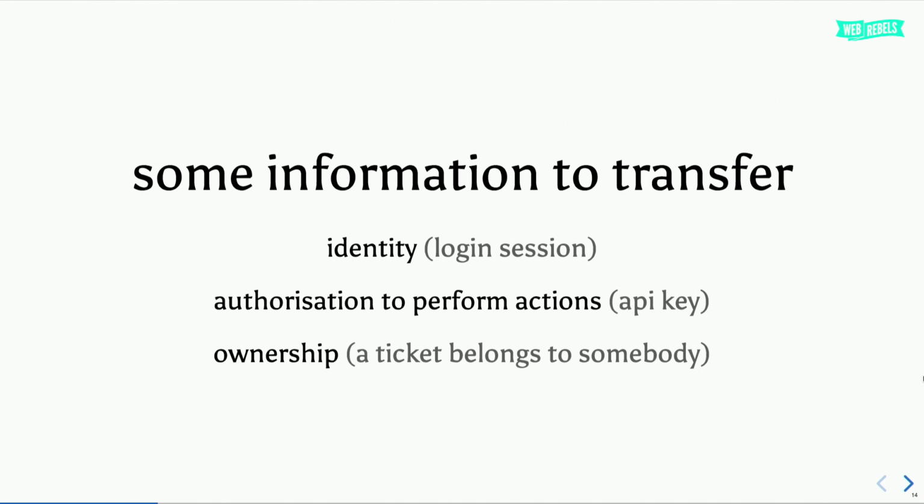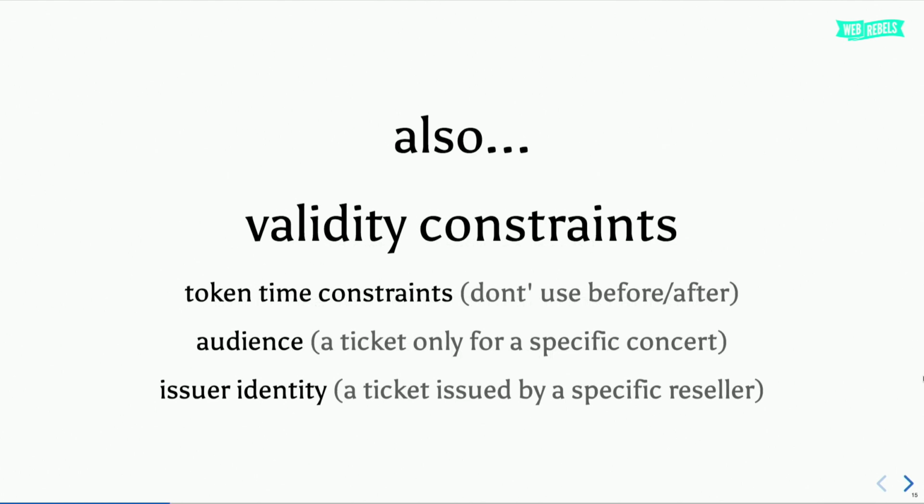Or it can be, for example, ownership, like some user has a ticket, for example, for a concert, and the token describes that the user can go to this concert at a given moment in time. So this is just generic information, but you can also embed as claims inside the token validity constraints. So things like, okay, don't use this token before a certain timestamp or after a certain timestamp, or don't use this token outside a given audience, which can represent, for example, an ID of an application, or don't use this token if the user is not a given user.